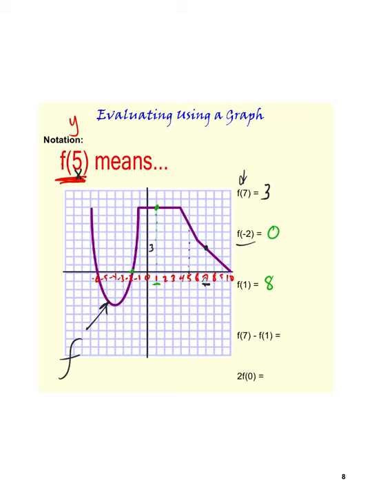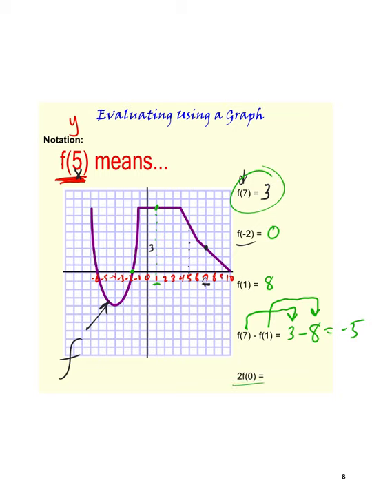Now, next one here, we've got f of 7 minus f of 1. Well, simply all we have to do here is figure out, well, f of 7, we already found out was 3. F of 1, we know is 8. So this is just 3 minus 8, because all we're doing is taking the output of f of 7 and then subtracting the output of f of 1. So 3 minus 8 is negative 5. Okay, so it's just, again, you putting it into that f machine and then subtracting the outputs.